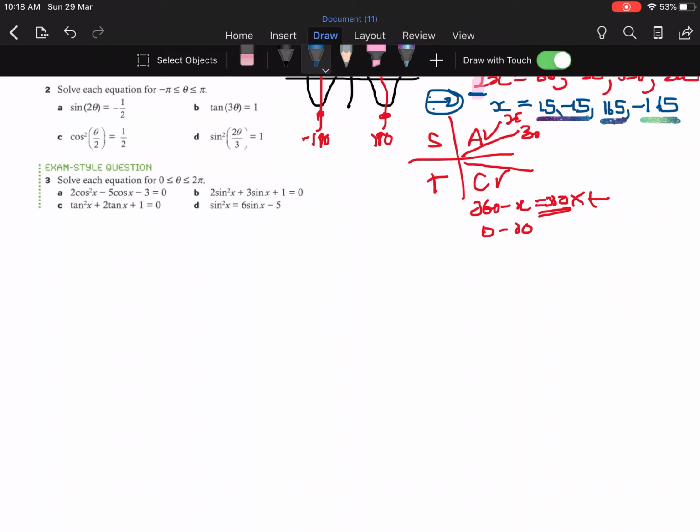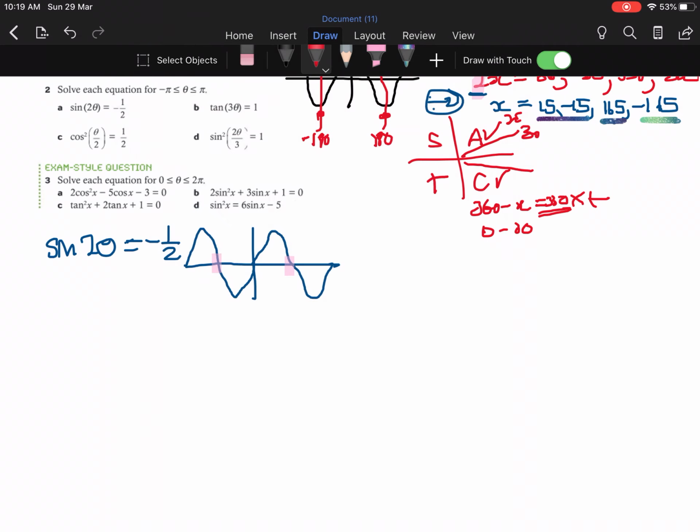So let's say I've got sine 2 theta is equal to negative a half. So hopefully you've spotted that this is negative now, so this is going to change things. Also, always draw a little graph. It's from negative pi to pi, which means negative 180 to 180. So if I draw the sine graph, it goes up and down and up. And then on this side, it's going to go down, up, and back down again. So where is 180? 180 is here and negative 180 is there.